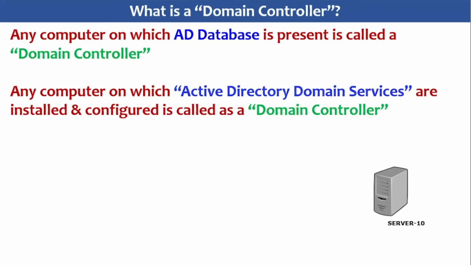Let's say we have a server named Server10, and we installed and configured Active Directory Domain Services on this server. As soon as we install and configure Active Directory Domain Services, a database is automatically created. That is, the Active Directory database gets created on the server, and that server is no longer a normal server. It is a domain controller, because it hosts the Active Directory database.